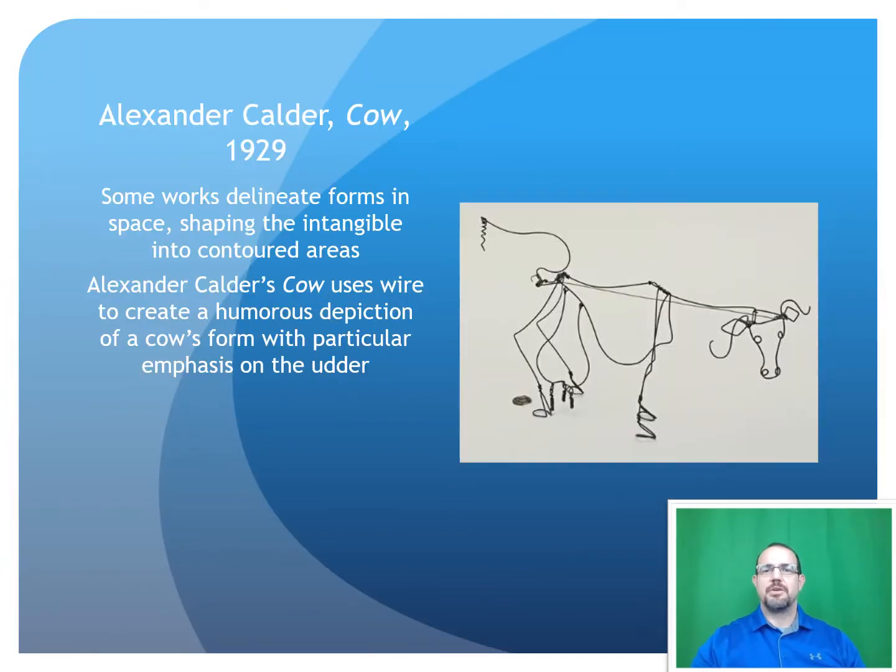Alexander Calder created this form or wire sculpture called the cow. And some works delineate forms in space, shaping the intangible into contoured areas. So his cow uses wire to create a humorous depiction of a cow's form with particular emphasis on the udder.